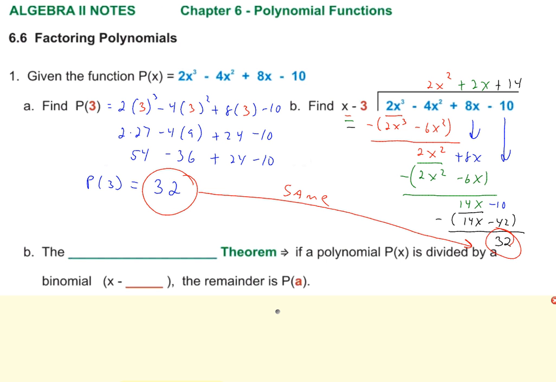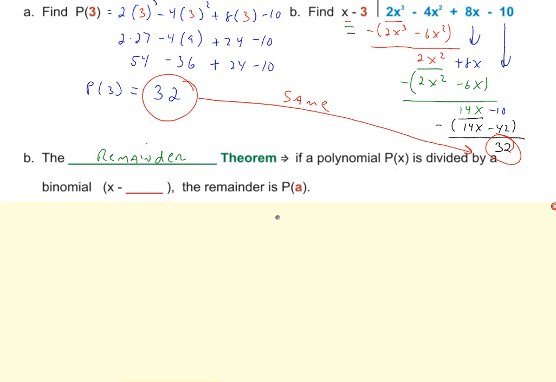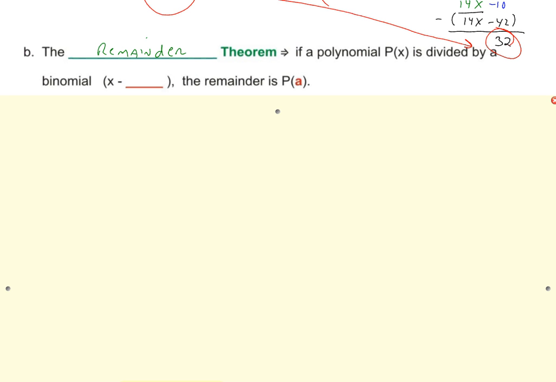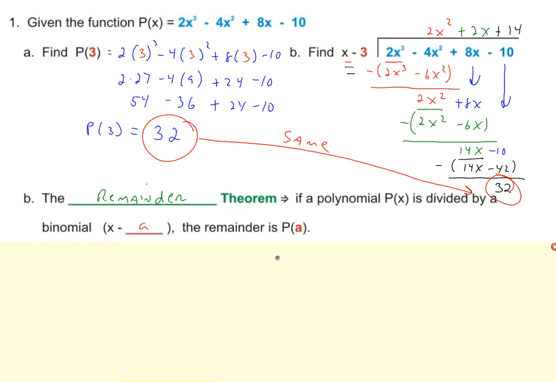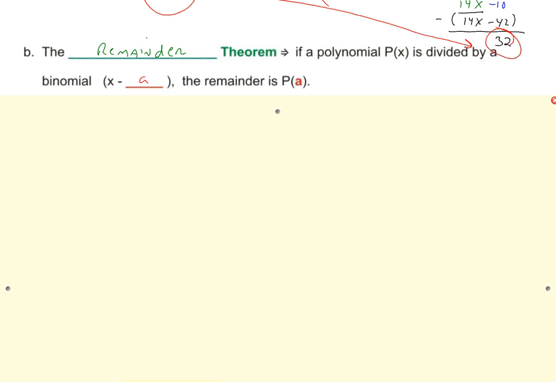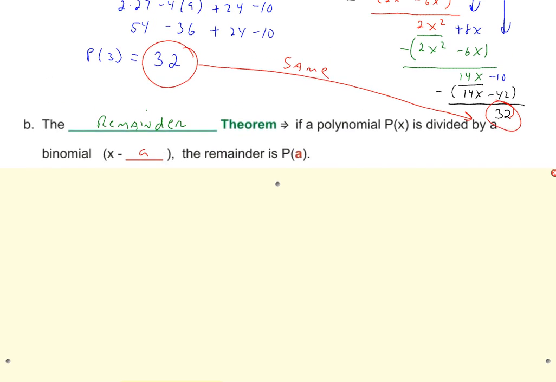The remainder theorem. It just says if a polynomial p of x, and don't get caught up in the p of x, that's just simply a polynomial, is divided by a binomial of x minus a, then the remainder will be p of a. You'd sub in that a into the function, right? So again, isn't that what we just did here? What's the a in this situation? The a is a 3, and didn't we sub 3 in and figure out the remainder? So this is the beginning. That's the first concept in the first shot here.